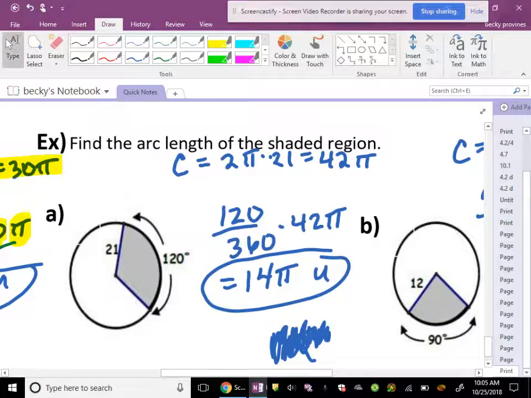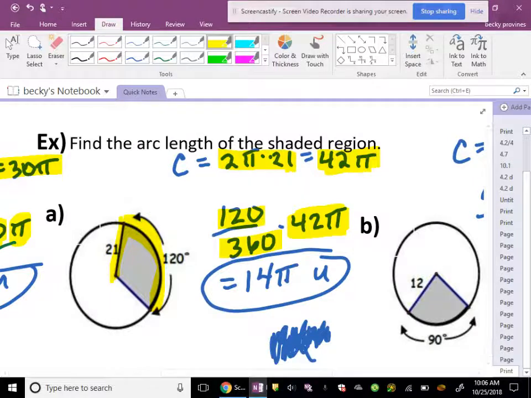On the next one, it says find the arc length of the shaded region. So this arc length is provided, 120. It's always over 360. And I times it by circumference. So 2 pi r. And my radius happens to be 21. So 2 times 21 is 42 pi. So I put the 42 pi into my formula. And then I multiply it out.